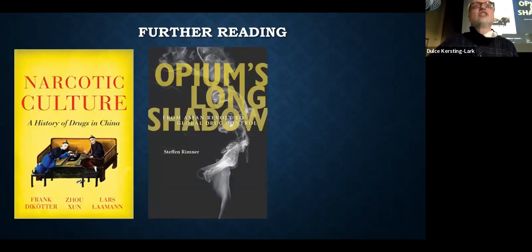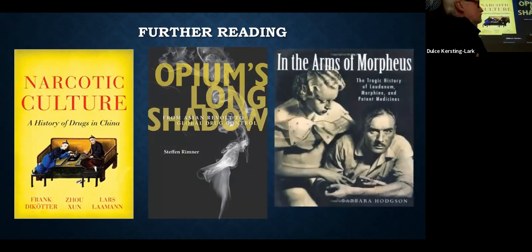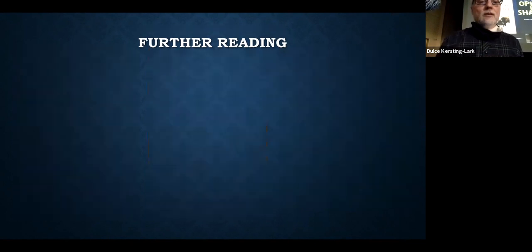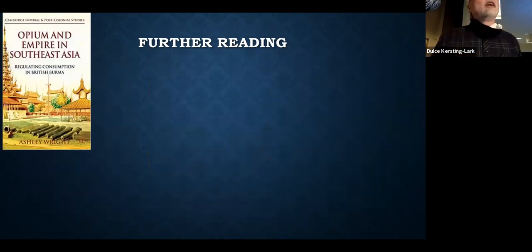This one, Opium's Long Shadow, is a real good look at Asian opium production and trying to control it over this period of the 19th and 20th century. This one, In the Arms of Morpheus, takes a look at morphine, laudanum, patent medicines, and their impact, and it's a really good look at this. This is a book by a colleague of mine at WSU, Dr. Ashley Wright. She looks at opium and empire in another area, Burma, and what was going on in English Burma, in case you didn't want to do the Chinese side.